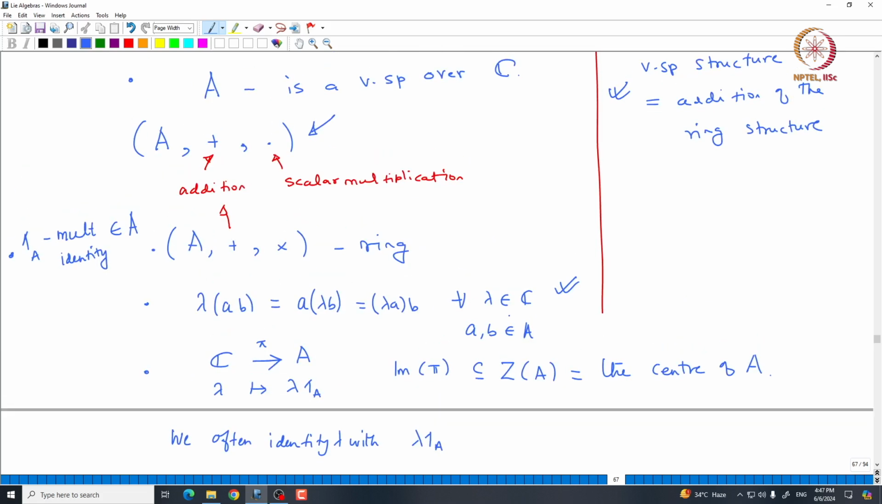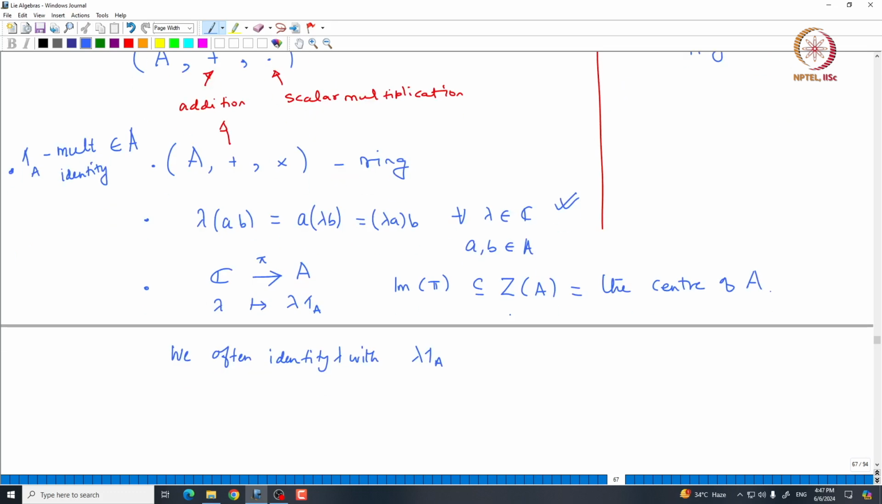Okay. So, most of the time we will be working with nice algebra that contains C. So, that is why we will be able to do this. Otherwise, more generally, an associative algebra over C must satisfy only this condition, that there is a map from C to A which is a ring homomorphism. So, this is a ring or algebra homomorphism, also you can say.